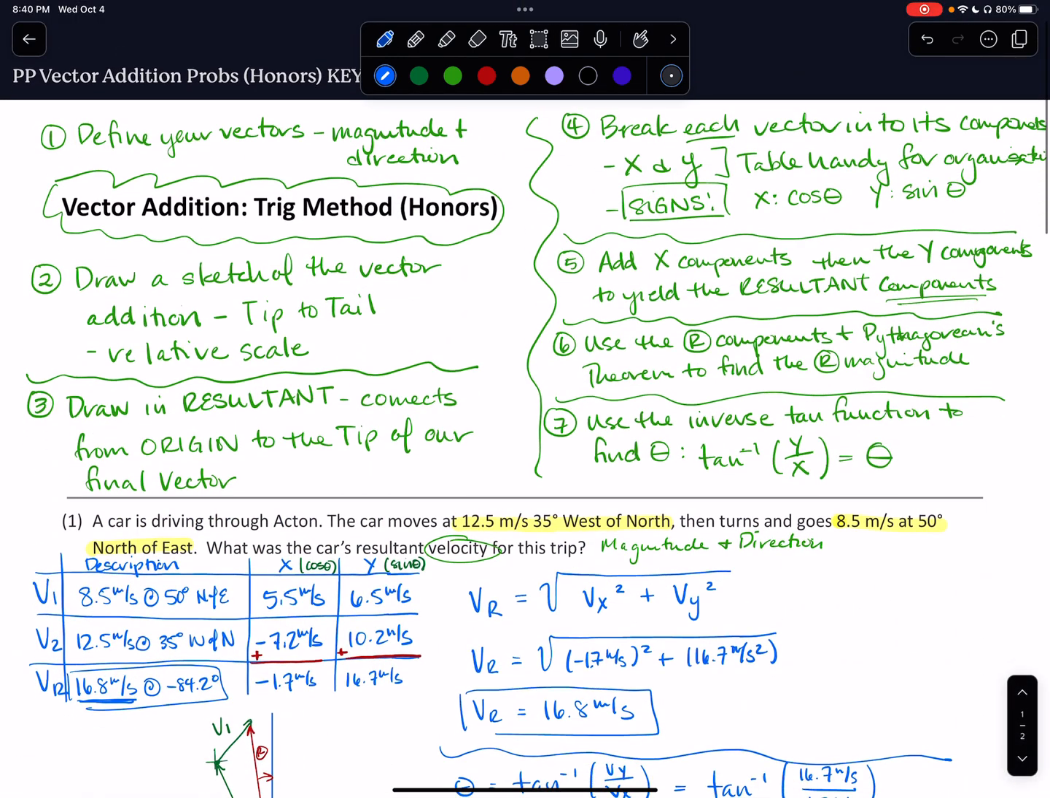Okay, so that's just a couple of examples of how you can use the different steps to work your way through adding vectors and then determining what our resultant vector's magnitude and direction are.